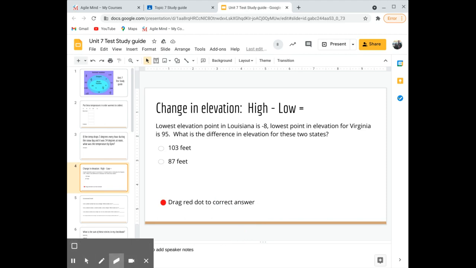Go ahead, Miss Deonti. I want you to read this and try it. Lowest elevation point in Louisiana is -8. The lowest point in elevation for Virginia is 95. What is the difference in elevation between these two states?